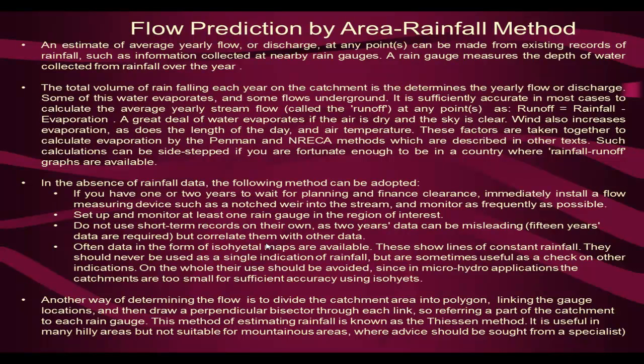If you have a year or two waiting for planning and finance clearance, you can immediately install a flow measuring device and monitor it as frequently as possible. You need to set up at least one rain gauge at the point of interest.